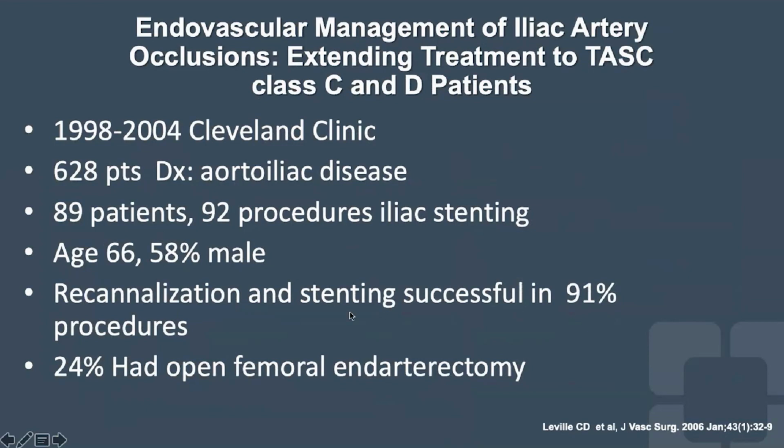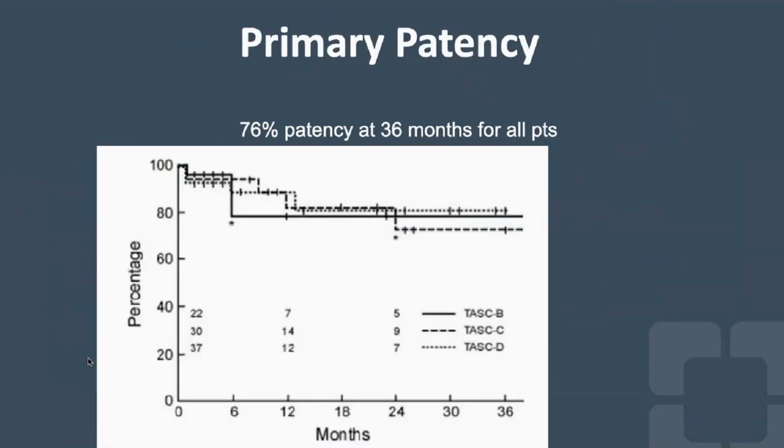The key part here is that about a quarter of these patients had open femoral endarterectomy, because if you stent iliac arteries and you don't improve the outflow or that femoral artery, then you're just going to be pounding against an occlusion, and those stents we don't believe do as well. But you can see when they're managed appropriately, even these difficult lesions, up to 3 years, there's 76% patency with no difference between difficulty of the lesions.